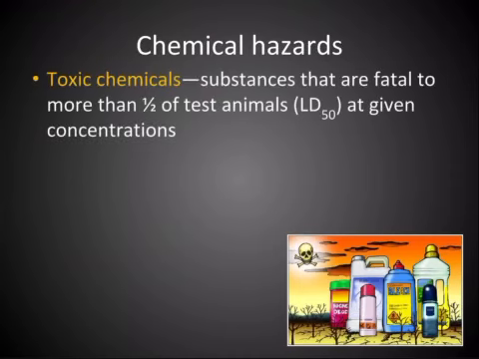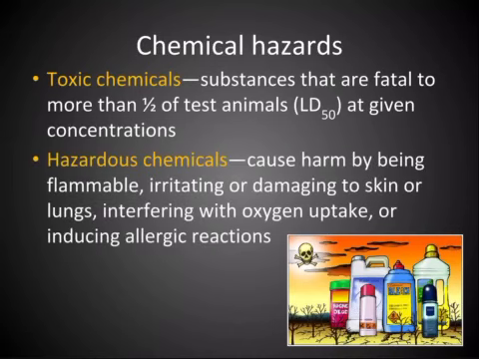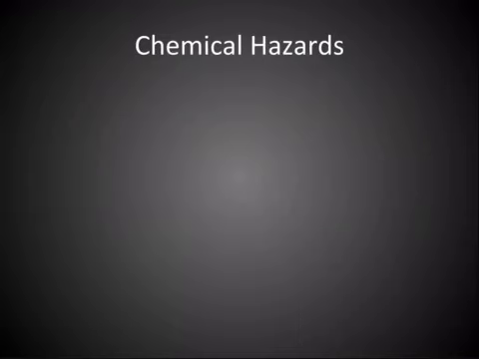All right, so looking at types of hazards. So we've been talking about poisons. A toxic chemical is something that is fatal to more than half of the test animals, so that LD50 at a given concentration. Something that is hazardous just causes harm. So it might be flammable, irritating, or damaging to your skin or lungs. It can interfere with oxygen uptake or cause allergic reactions. So it doesn't necessarily kill you. It just has some type of reaction.